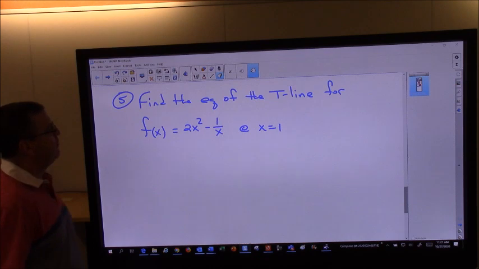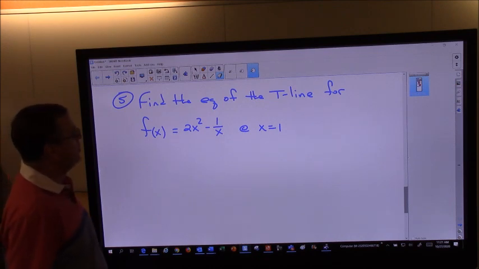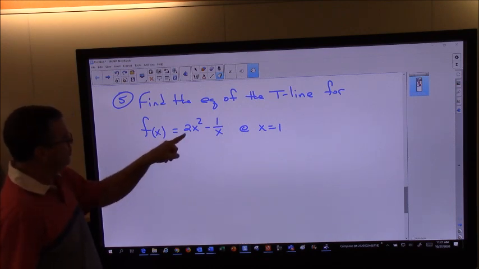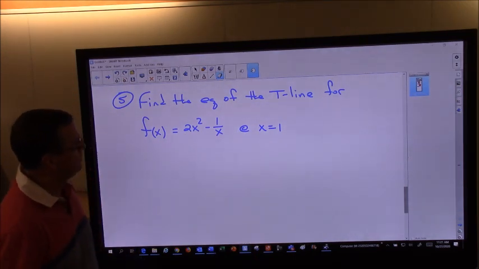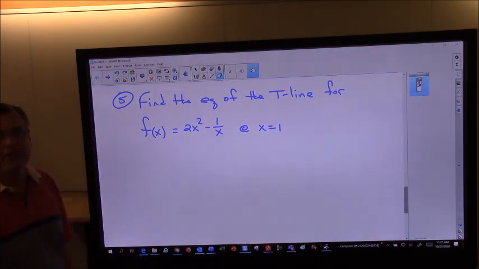So here we want to find the equation of the tangent line for this function at the point where x equals 1. Okay, you guys go ahead and do that.